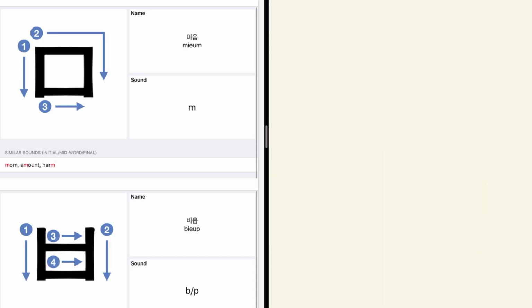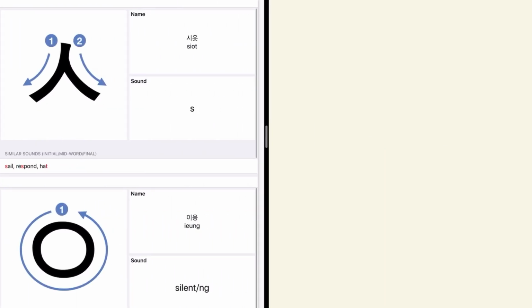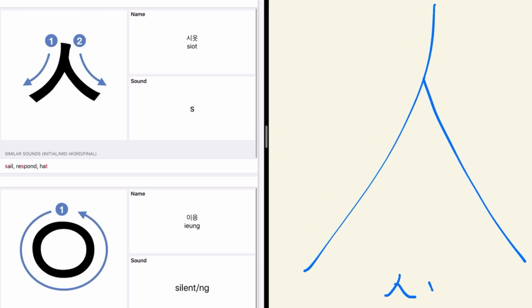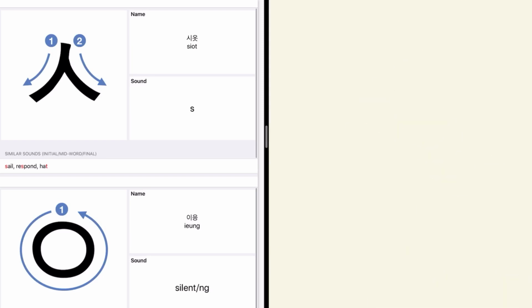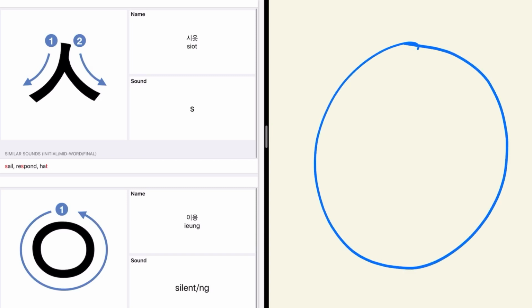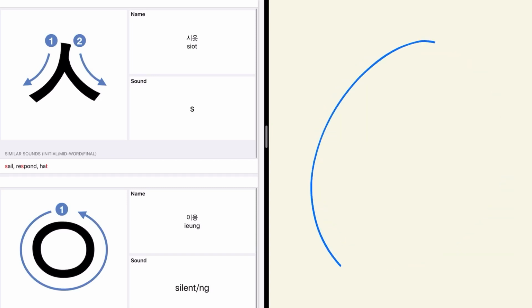Okay. Next one. It is 시옷. 1, 2. Yes. 1, 2. Yeah, it seems like 人, right? And the next one is 이응. It is just a circle again. 1. Okay, very good job.